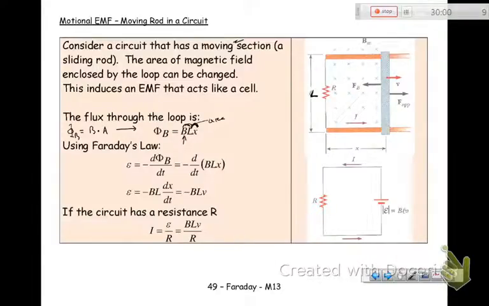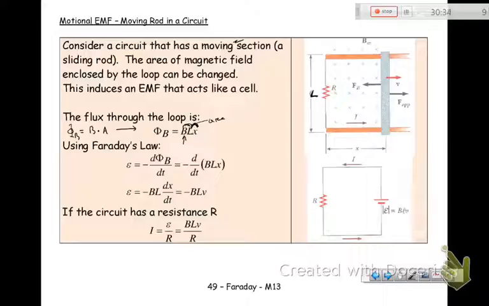Using Faraday's law, my EMF equals minus dΦ_B/dt, which equals minus d/dt of BLx, because my Φ_B is BLx. Taking out all the constants, B is constant, L is constant, it's dx/dt, and dx/dt is my velocity. Isn't that what I just got? Didn't I just derive that using motional EMF? So it's the same thing. It gets you to the same point of view.